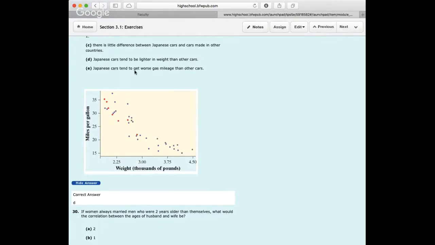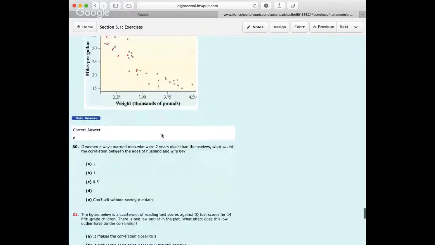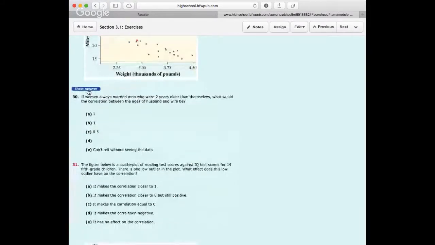Go to E. Japanese cars tend to get worse gas mileage than other cars. Well, that's untrue, because look at the trend. A lot of them are down here, right? But look at where the Japanese cars are. These actually have better gas mileage. And then look at D. The reason why D is the answer is they are lighter than others. As you look at the weight, the explanatory variable, most of the Japanese cars are on the lighter side compared to the other cars within that same year. Okay, again, my fault on that. The answer should be D.